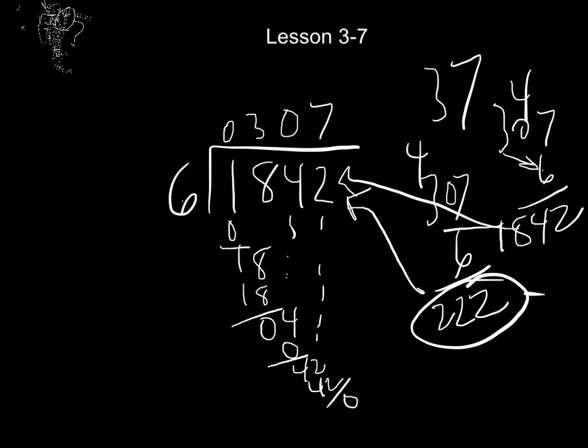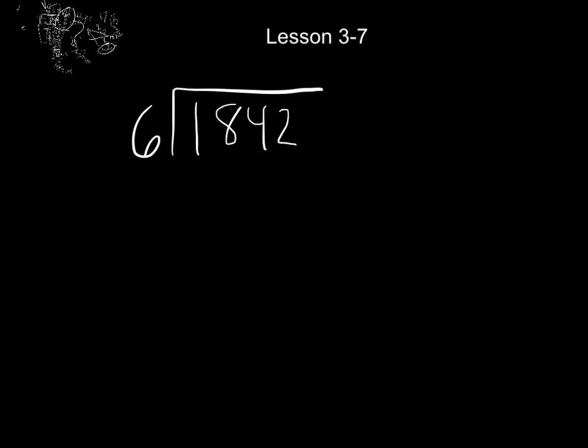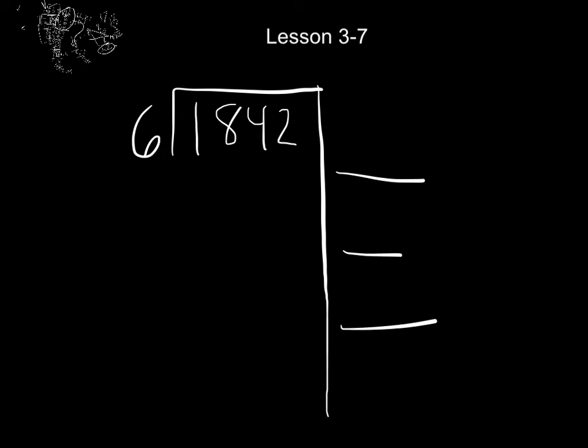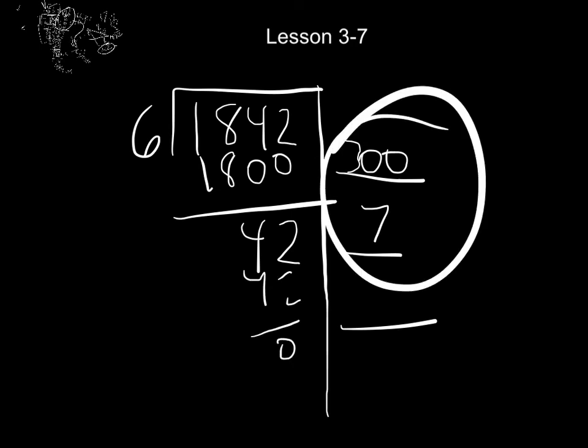So today was kind of a short lesson, but I know what I'll do. I'll take this 1,842 and do it the partial quotients method, because each of these is part of the answer, a partial quotient. Okay, I'm going to go 6 times, let's do 300. That'll give me 1,800. I'm going to chop it right down early here. 2, 4, and then 6 times 7 is 42. It gives me 0. Look at that. Just like that, I have my answer of 307.